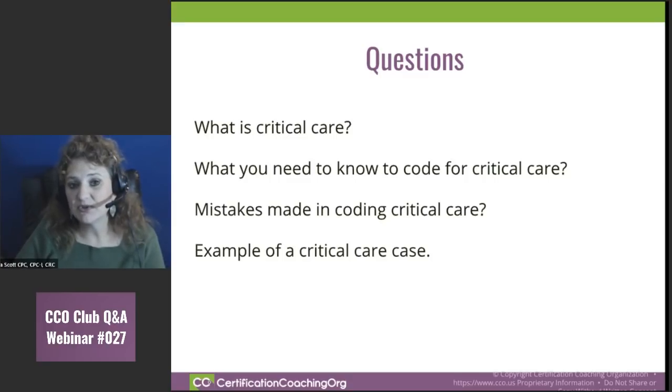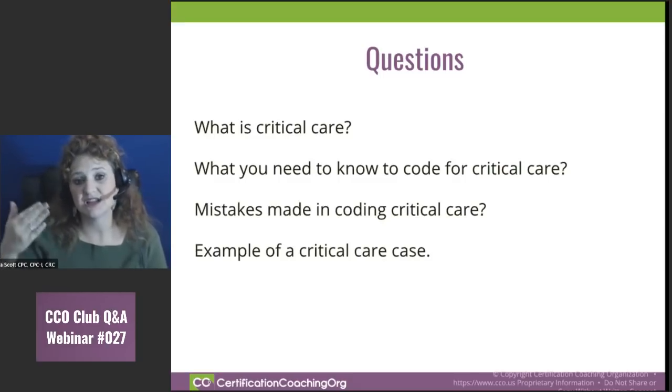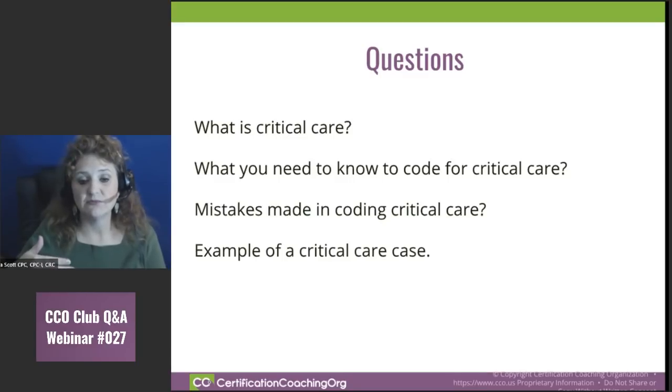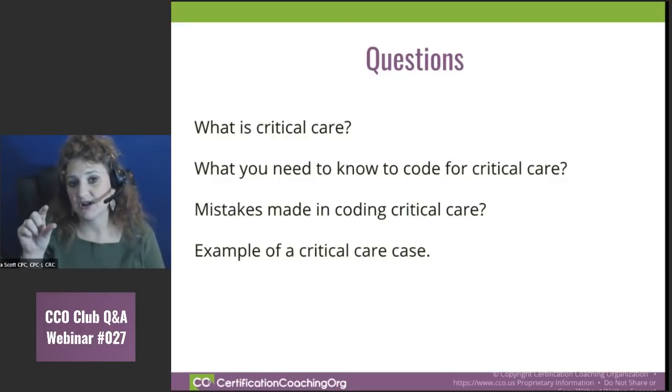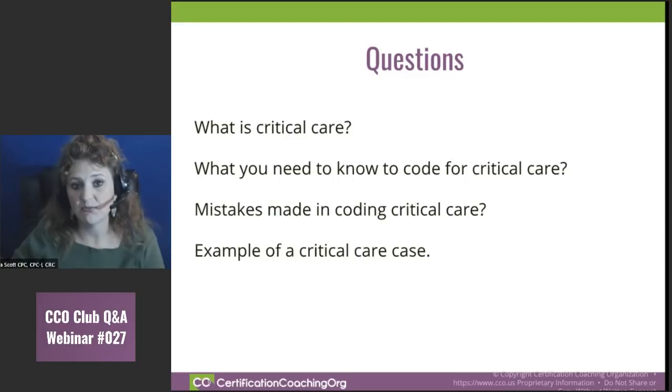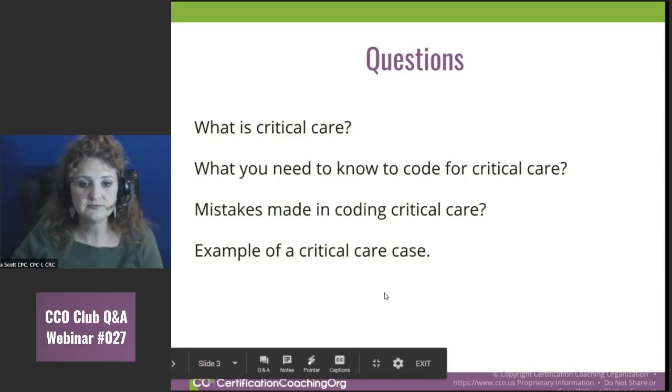Mistakes that are commonly made with critical care and some examples. And we have lots and lots of examples. I've got 3 answer sheets like we do with our Q&A webinar. And of course, you'll be able to get access to those if you're in the CCO Club that have the answers there. So we're just looking at critical care codes. We're not really looking at diagnosis codes, but the E&M portion of critical care.